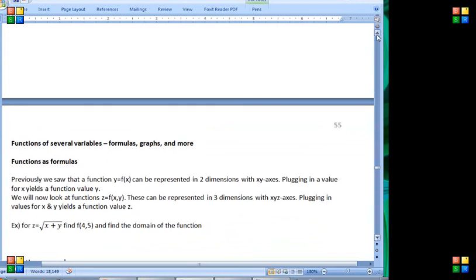Okay. So here's a function. z equals the square root of x plus y. So first of all, let's find f of 4 comma 5, and let's find the domain. Okay. So f of 4 comma 5, this is the simplest thing you'll do. You just plug it in.